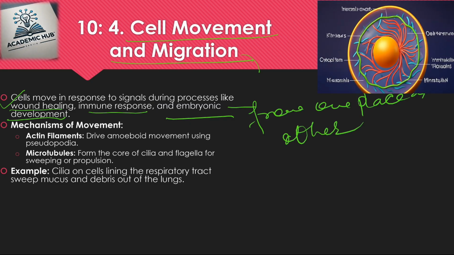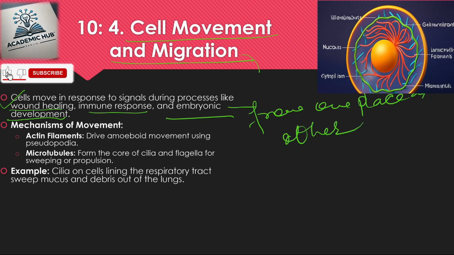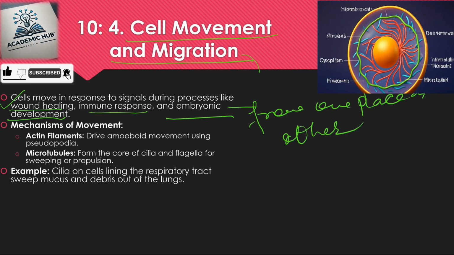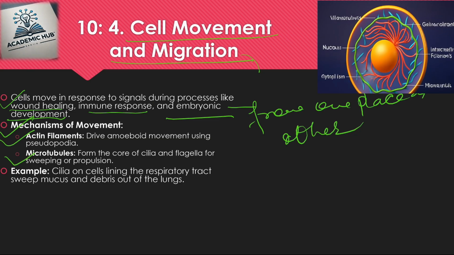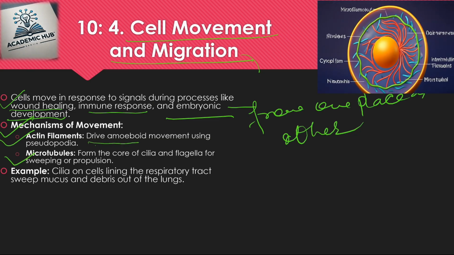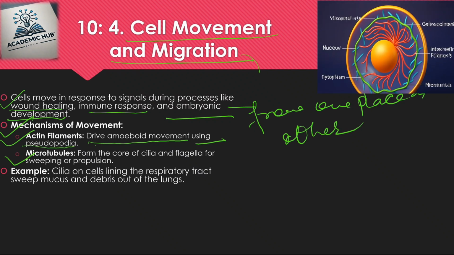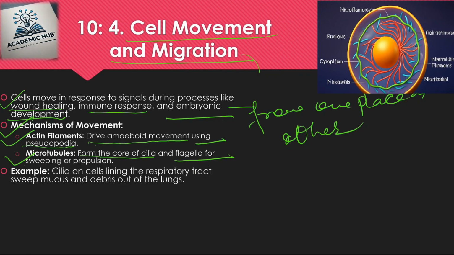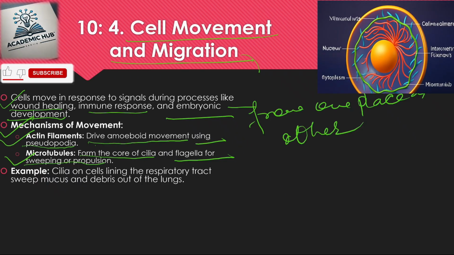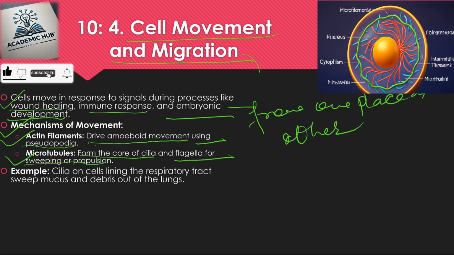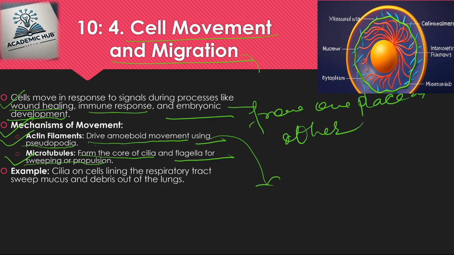embryonic development. The cell's ability to move relies on cytoskeletal structures like actin filaments and microtubules. The mechanism of movement occurs through two of these: actin filaments and microtubules. In actin filaments, during amoeboid movement, pseudopodia, meaning false feet, are used. Microtubules form the core of cilia and flagella for sweeping or propulsion. Amoeba use pseudopodia to extend their cell body, move forward, and enclose food particles for intake. So this is done by actin filaments.